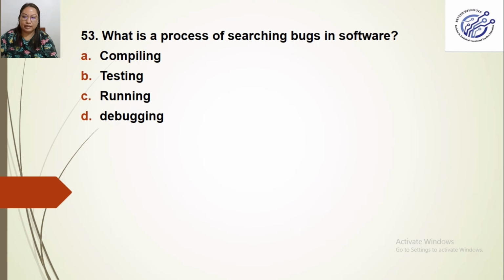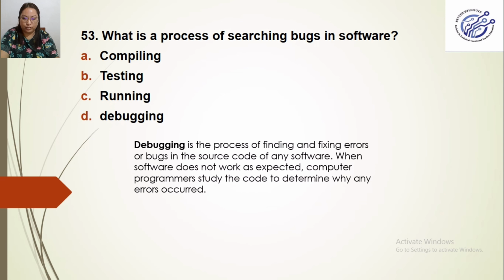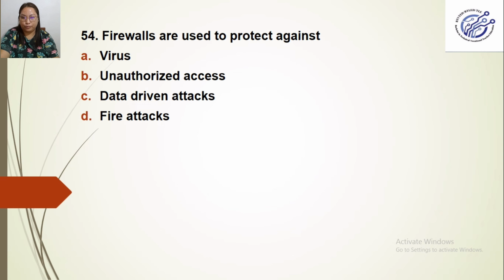Then number 53, what is the process of searching for bugs in software? Let's go straight to the answer. Debugging is the process of finding and fixing errors or bugs in the source code of any software. So our answer in 53 is letter D, debugging.